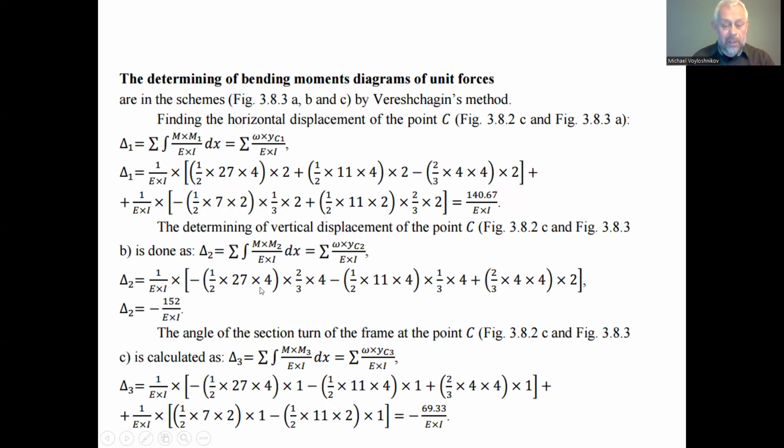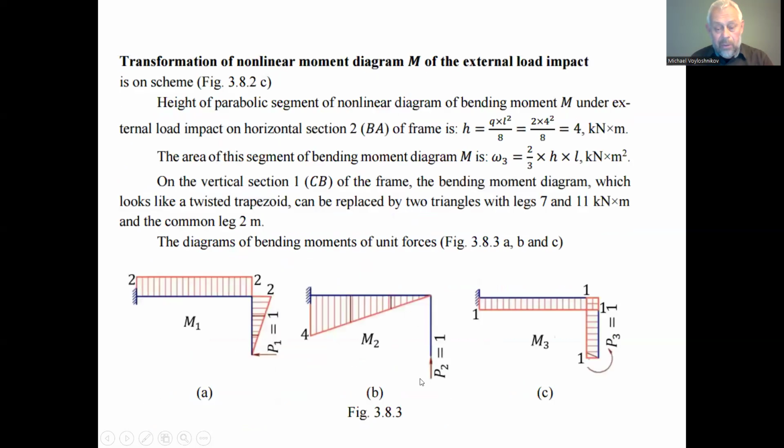And each we have to multiply by the ordinate of the diagram of the bending moment. We change the signs. Here we have a minus sign, and here we have plus and plus, and here we have plus, and here we have a minus sign. Why? This is due to the sign rule.